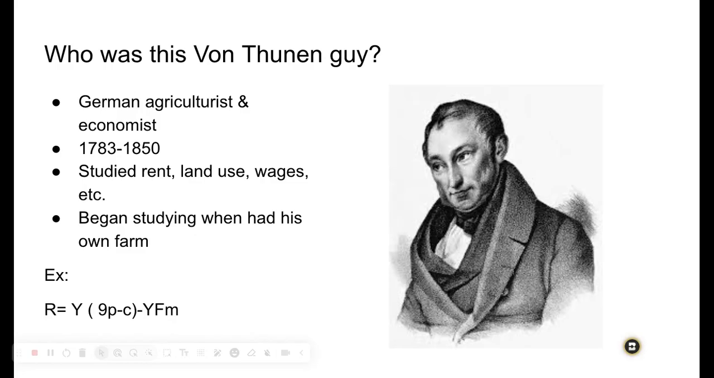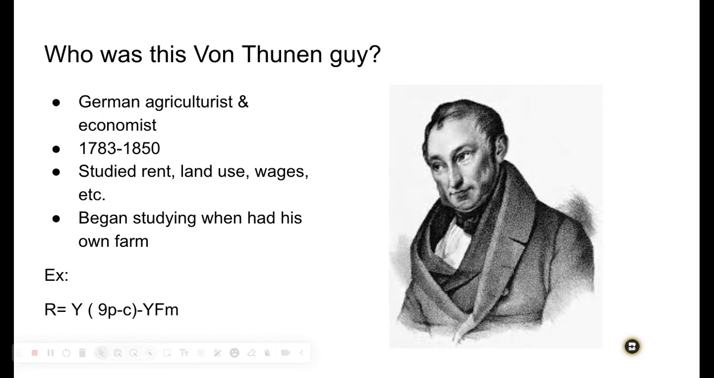So R stands for land rent. So how much you're going to pay to rent land. Y is the yield per unit of land. So how much grain is that land producing, so to speak? P is the market price per unit of that object. C is the production expense per unit, right? How much you got to pay out for it. F is the freight rate, right? How much it's going to take to ship it. And M is the distance to market.